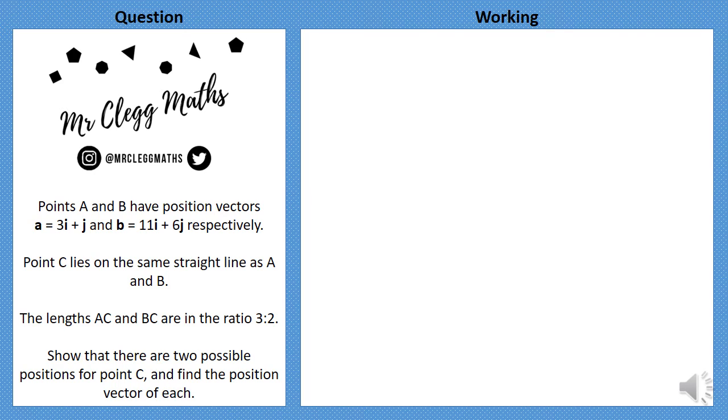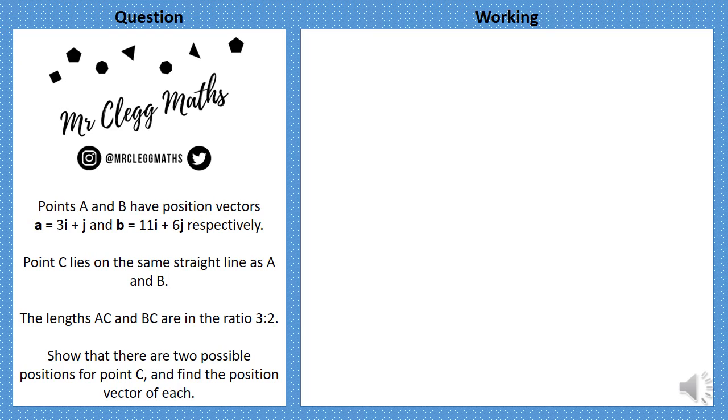Okay, so if we want to answer a question like the one on the left-hand side, points A and B have position vectors of 3i plus j and 11i plus 6j respectively, and we know that point C lies on the same straight line as A and B. We're also told the lengths AC and BC are in the ratio of 3 to 2. We need to be able to show there are two possible positions for point C and find the position vector of each. Well, the most important thing when you're answering a vectors question is usually to draw a diagram.